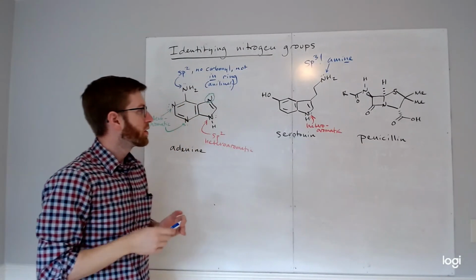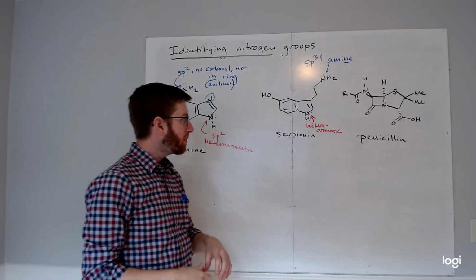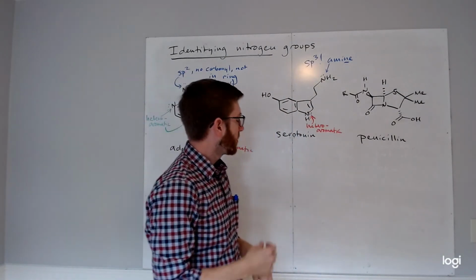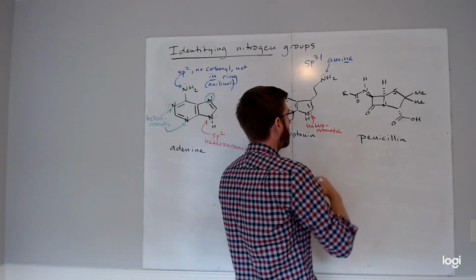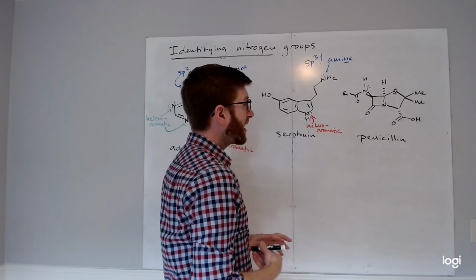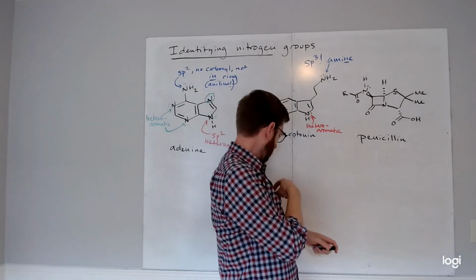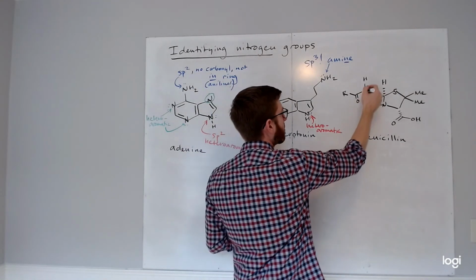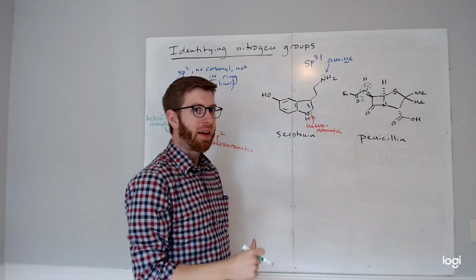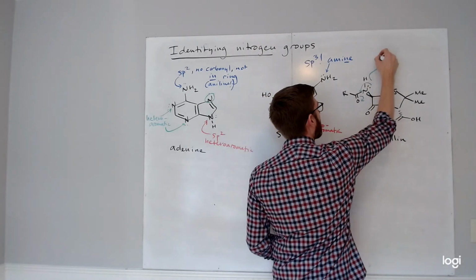Okay, so finally we'll look at penicillin. So we've got, let's see, two different nitrogens here. We'll start with the one on the left, this one here. Hybridization: it looks like I should be able to delocalize my lone pair into this, oh wait, carbonyl. So this looks like an amide.